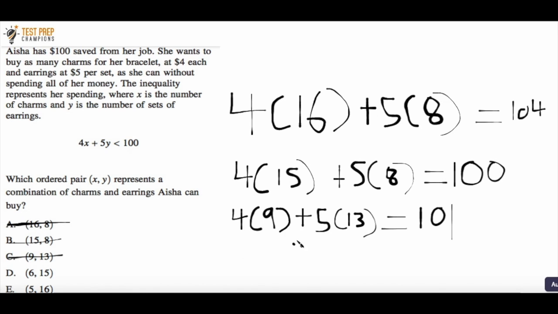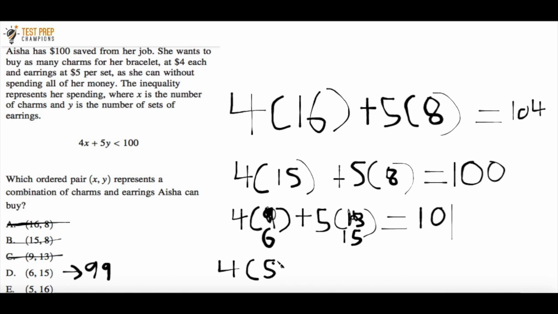For D, this time rather than rewriting this, all I'm going to do is 4 times 6 plus 5 times 15 in order to test answer choice D. Hopefully you understand why I'm doing these calculations. What I get when I do this is 99. So for D, I get 99. So D looks like it's going to be the winner, but let's just test E to see what it is. So I will write it out here.